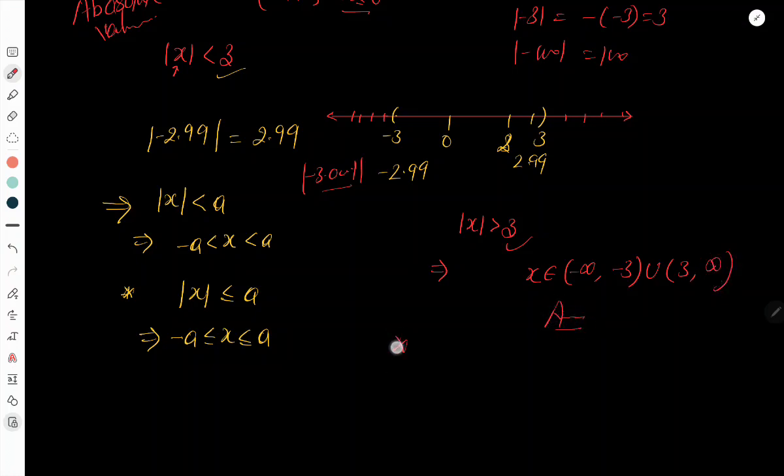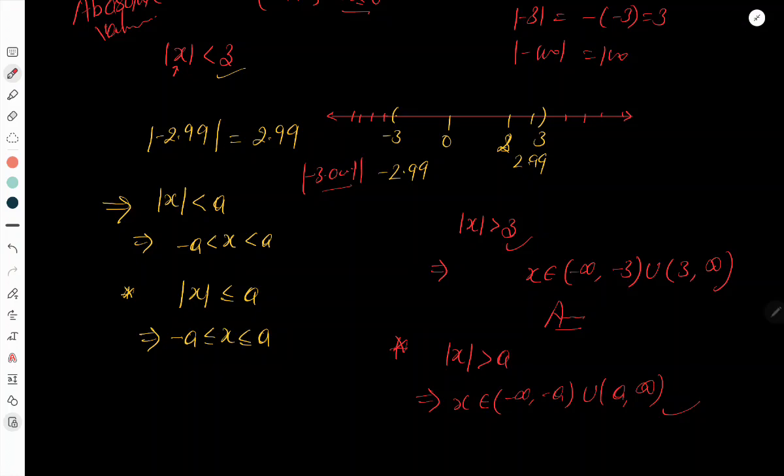So if I make the result, actually you don't have to remember anything here, just see the number line. If modulus x is greater than a, this implies x belongs to minus infinity to minus a union a to infinity. This is the answer.